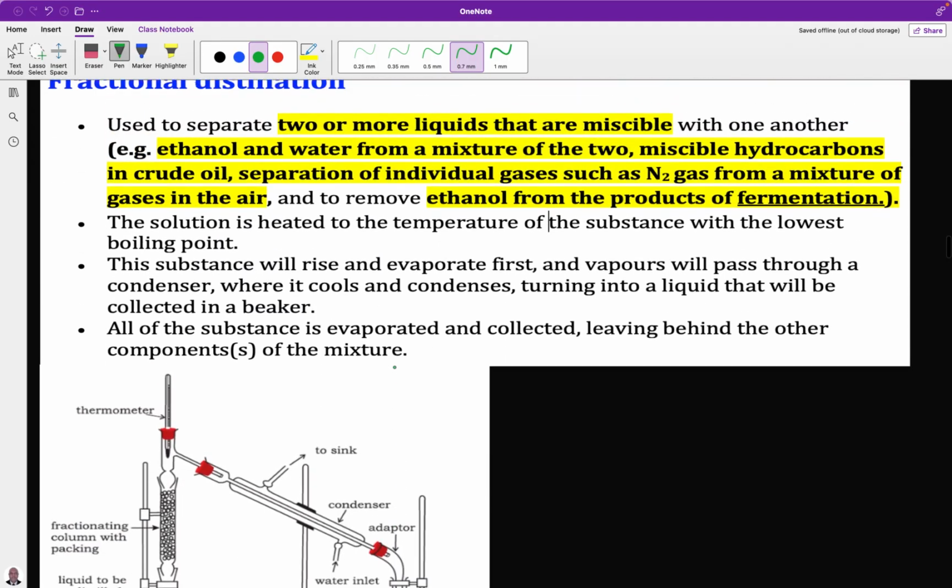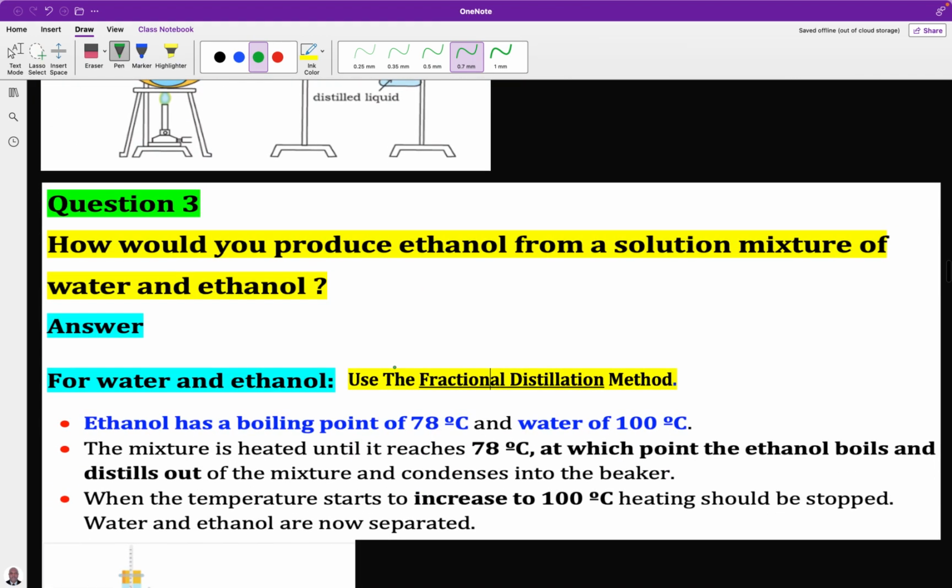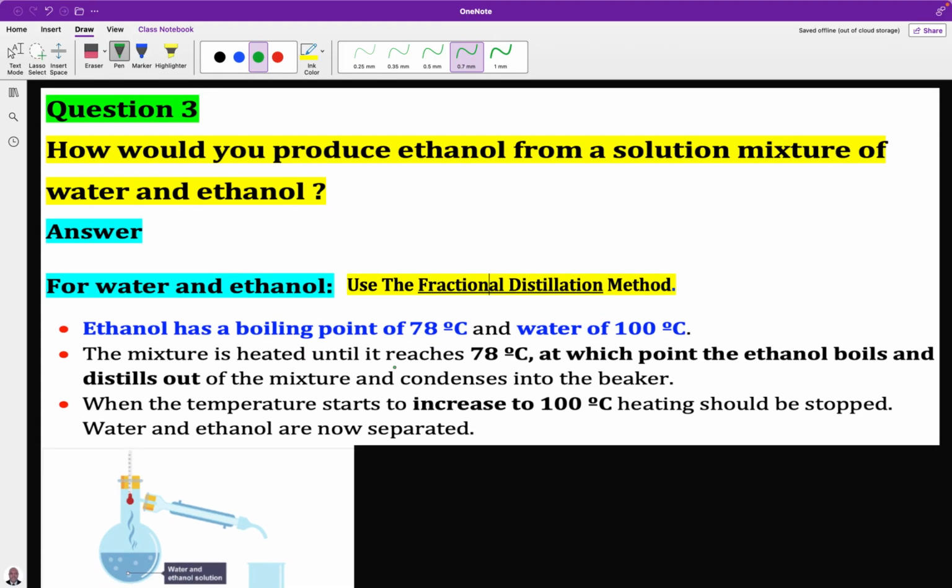We want to take an example from fractional distillation. Our first example, which is question number 3 for fractional distillation, is: how would you produce ethanol from a solution mixture of water and ethanol? For water and ethanol, we use the fractional distillation method. The instrument is the one we have just talked of.